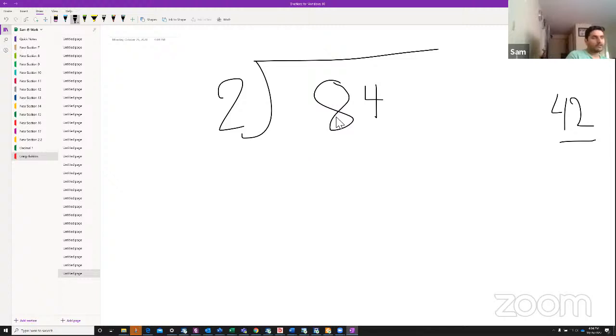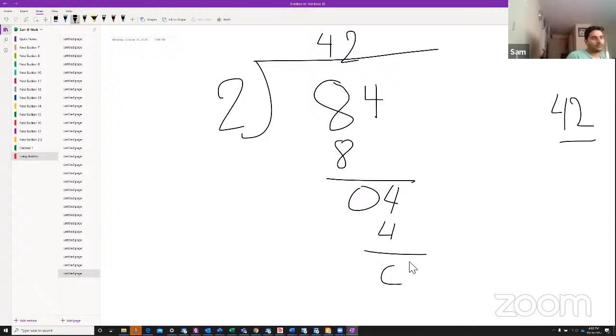So we have an 8. If you divide 8 by 4, it's going to be 4. So 4 times 2 is going to be 8. So 0. Then you're going to drop down the 4. If you divide 4 by 2, it's going to be 2. 2 times 2 is going to be 4 and 0. Okay. 42 is the right answer.